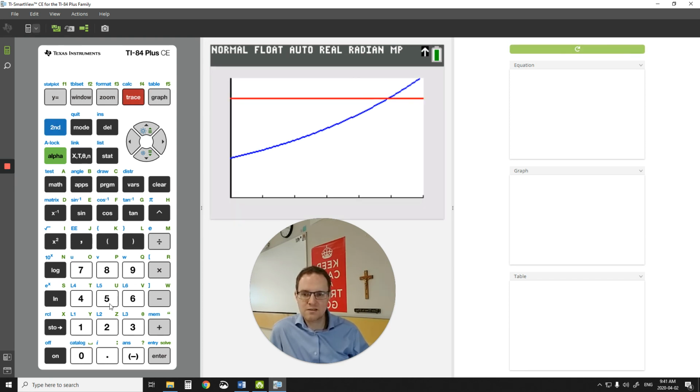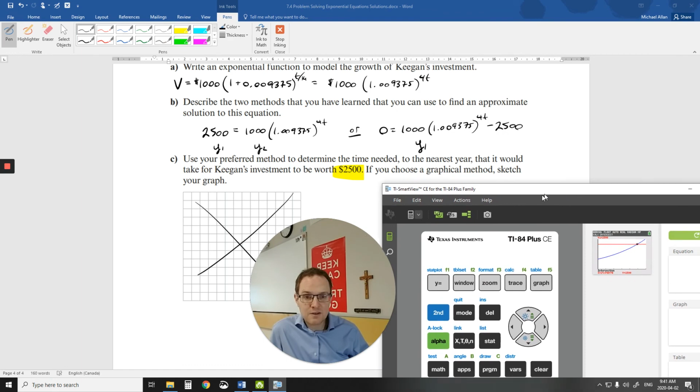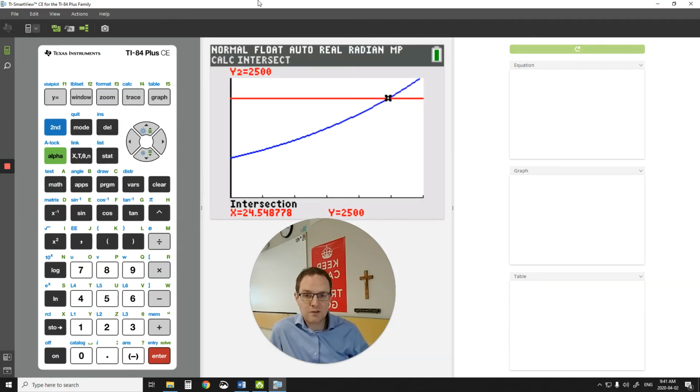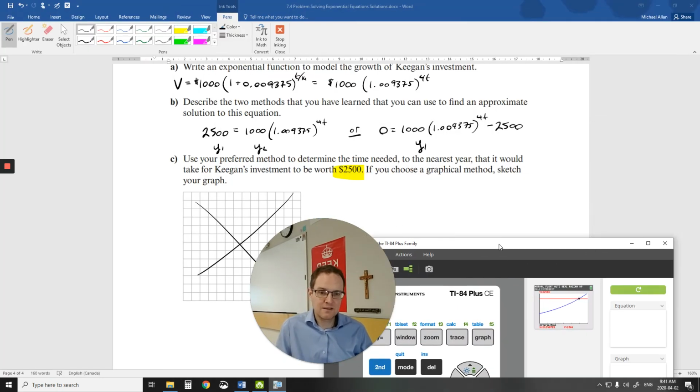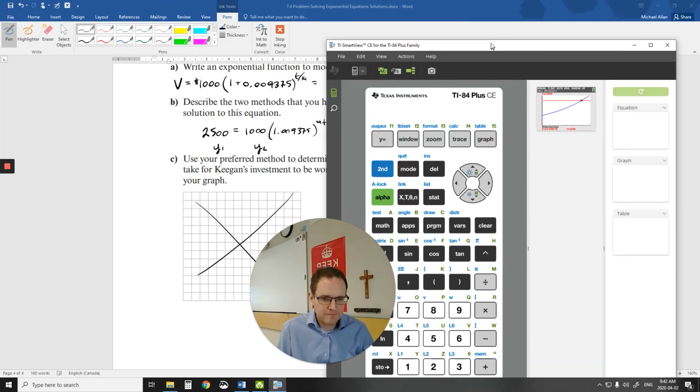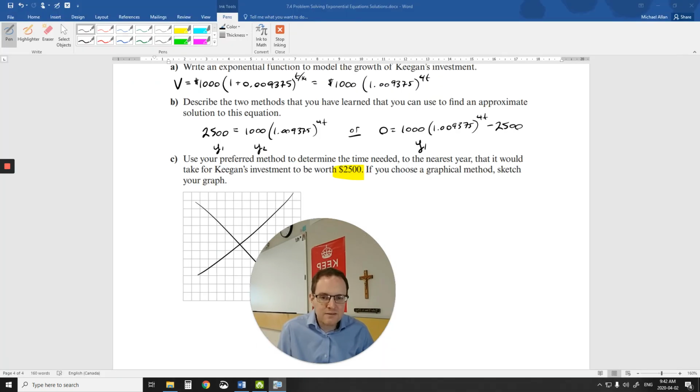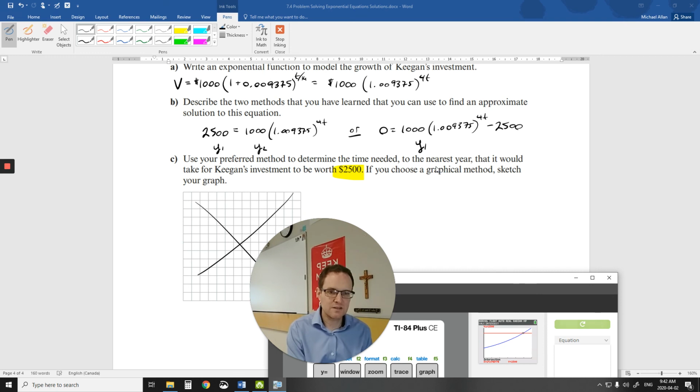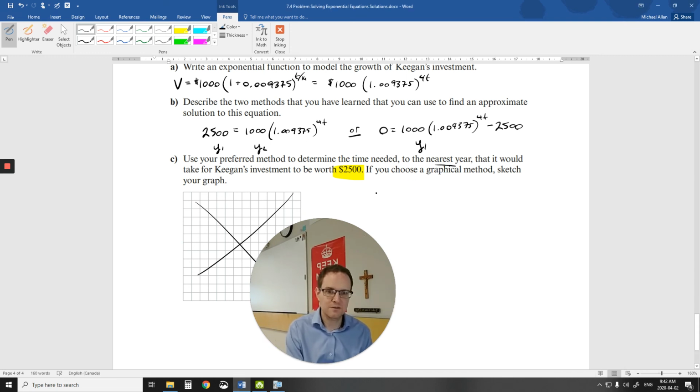Go second, trace 5, enter, enter, enter. And then about 24. What are we doing here? Quarterly. Yeah, 24.5 would be almost enough because 24.5 is not quite enough. So I'm going to have to go 24.75 because you can go up to the next quarter of a year. Oh, it says to the nearest year, so I might as well just go to the nearest year. So about 25 years. So T is equal to 25 years.